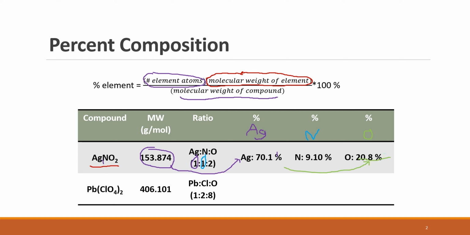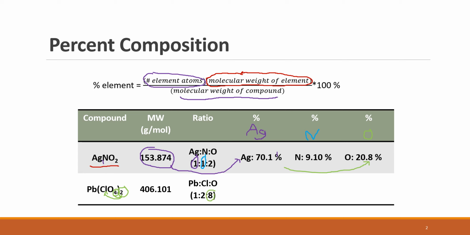Now you can try the next one on your own. I do want to note on the next one that this number 2 that's on the outside of the parentheses needs to be factored inside everything that's inside the parentheses. So what I mean by that is there are 2 chlorines, and it looks like there's going to be 8 oxygens, because you would have to take that 2 and multiply it by the subscript on oxygen, which is 4. So 2 times 4, that's how they got 8 oxygens here.